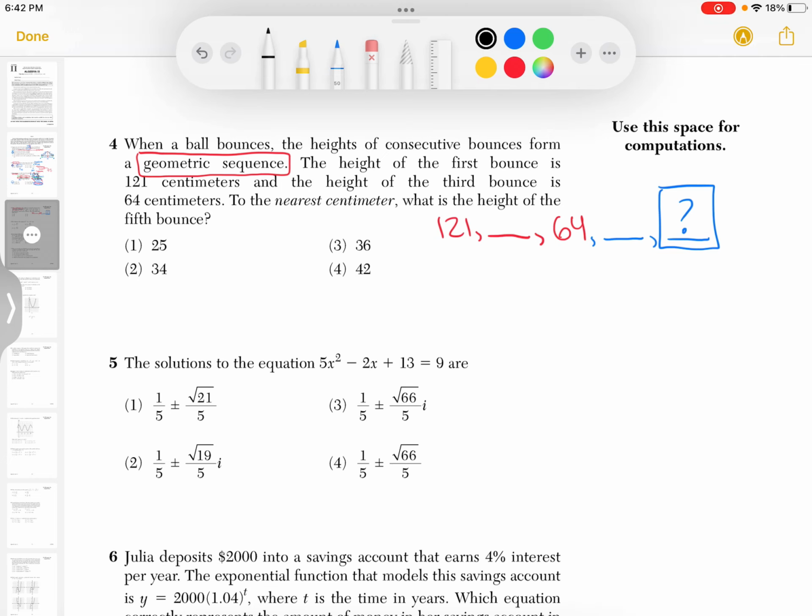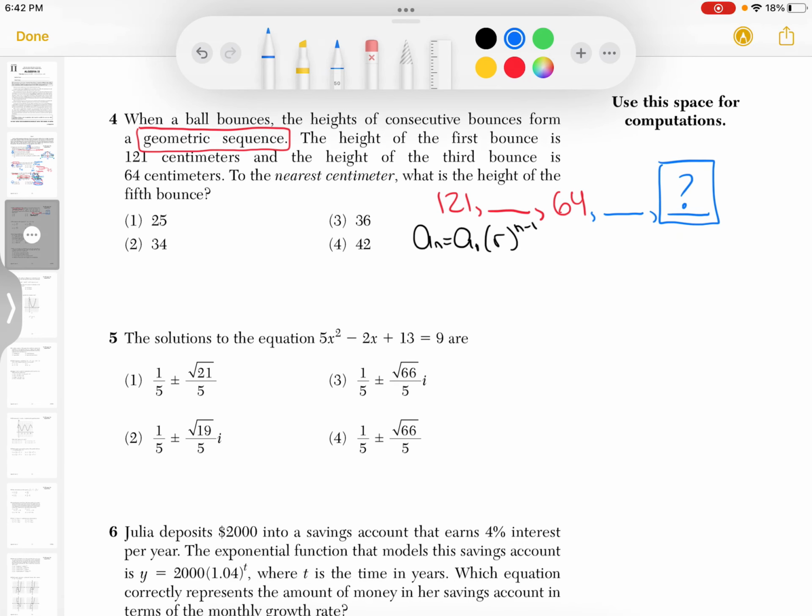But the first thing I need to do is figure out what the ratio is. If I'm trying to come up with the 5th term of a geometric sequence, I'm going to use my geometric sequence formula, which is this. It's given on the reference sheet, you just have to remember to go and look for it. And I'm going to plug my stuff in.